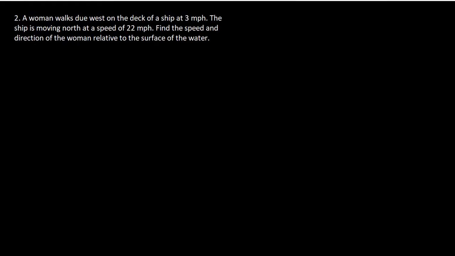So now for number 2, let's say a woman walks due west on the deck of a ship at 3 miles per hour. The ship is moving north at a speed of 22 miles per hour. Find the speed and direction of the woman relative to the surface of the water.